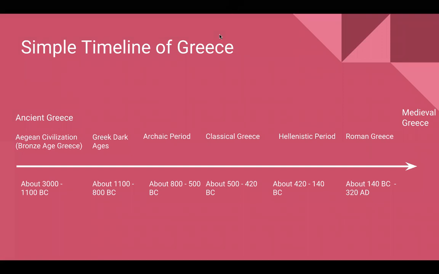This is a simple timeline of Greece. As you can see, ancient Greece begins with Bronze Age Greece, with the Aegean civilization, and that is followed by many periods until you reach medieval Greece. It lasts from about 3000 BC to 320 AD with the end of the Roman Greece.